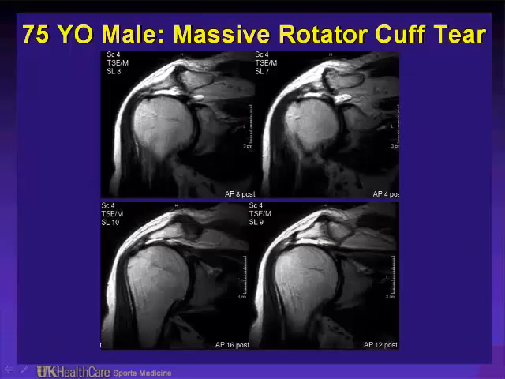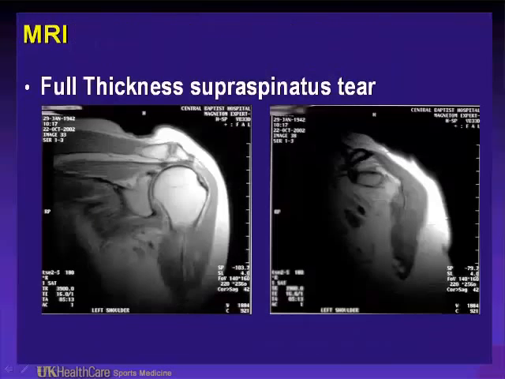Here is his MRI scan. The white is the fluid that leaks out of his joint. He has AC arthritis, and essentially now the humerus is articulating with the acromion, with the cuff retracted significantly proximal to the level of the glenoid. Full thickness supraspinatus tear. Images are getting better and better.